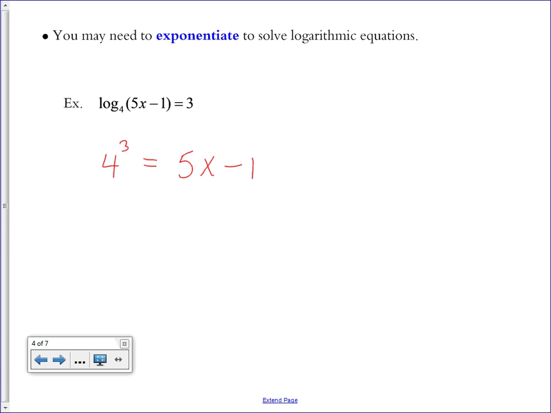To solve this equation, actually do 4 to the third power. 4 times 4 times 4, 64. And then solve it. It's a nice linear equation. 65 equals 5x. And then we want to divide by 5 on both sides, and x equals 13.